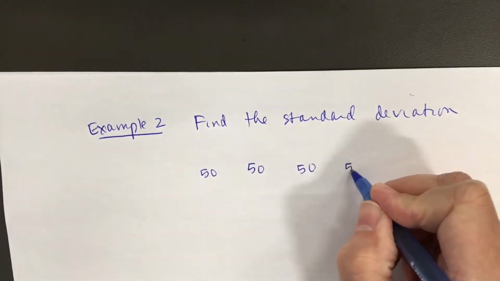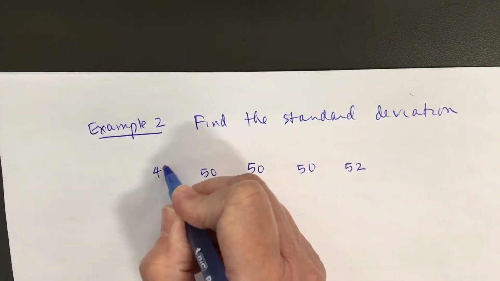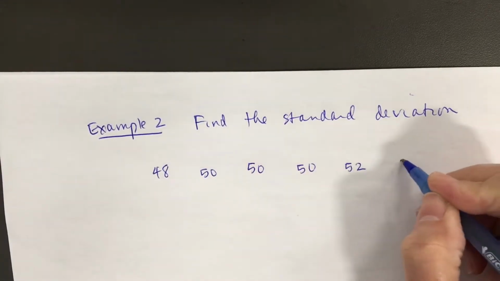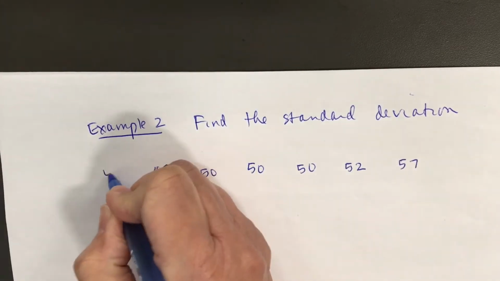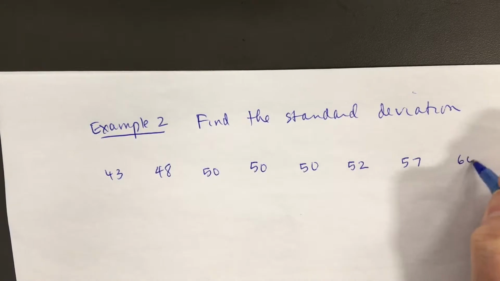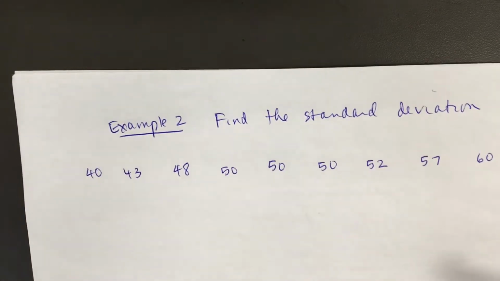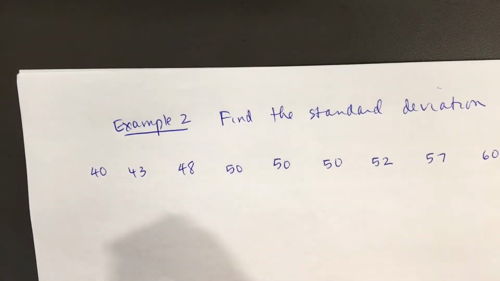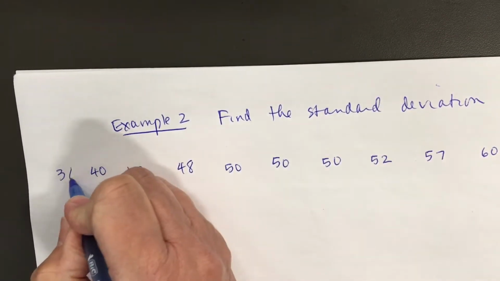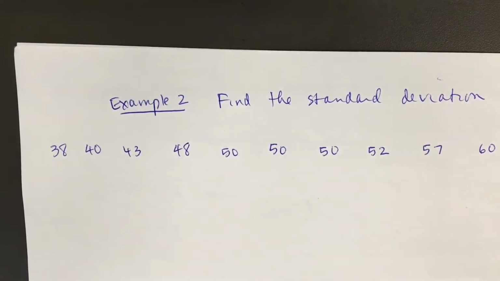The next score up from 50 is 52. Below that is 48. Then I have 57, 43. I'm just going to keep it perfectly balanced. 60, 40, 62, and 38. And we could go through this by hand, but we'll show it on the calculator.